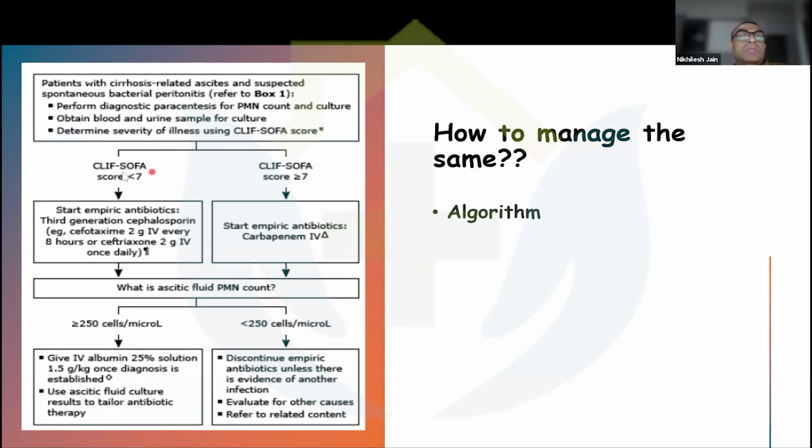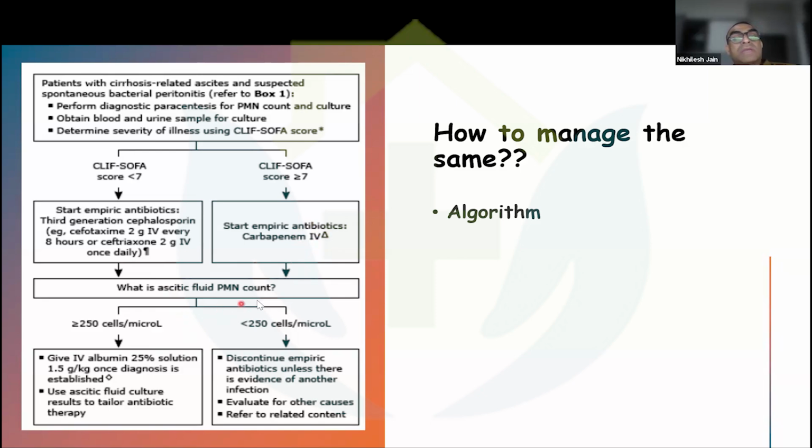If your CLIF-SOFA score is less than 7, the antibiotics you use are of lesser intensity, in the sense that you can use cefotaxime 2 grams IV 8 hourly, or you can use ceftriaxone 2 grams IV once daily. But if your score is more than or equal to 7, your empirical antibiotic becomes a carbapenem.